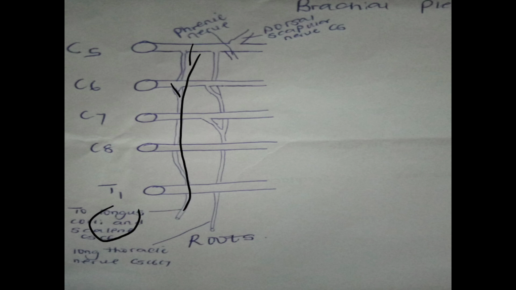Next, we have the long thoracic nerve. The long thoracic nerve emanates from roots C5, C6, C7. This nerve innervates the serratus anterior muscle. We have over here the nerve to phrenic, root value C5. And we have the dorsal scapular nerve, root value C5. The dorsal scapular nerve innervates the levator scapulae, rhomboid minor and rhomboid major.